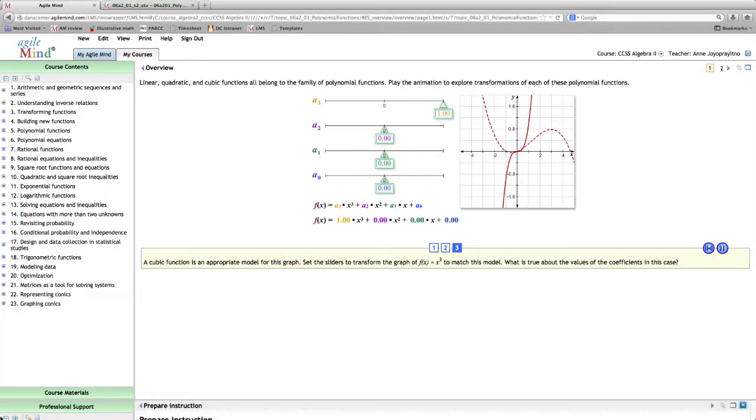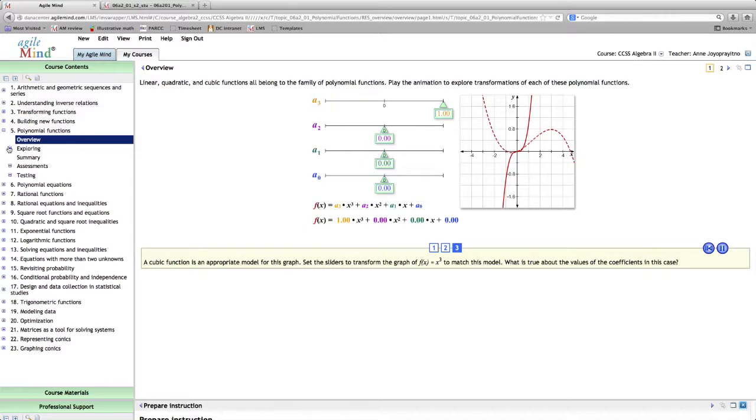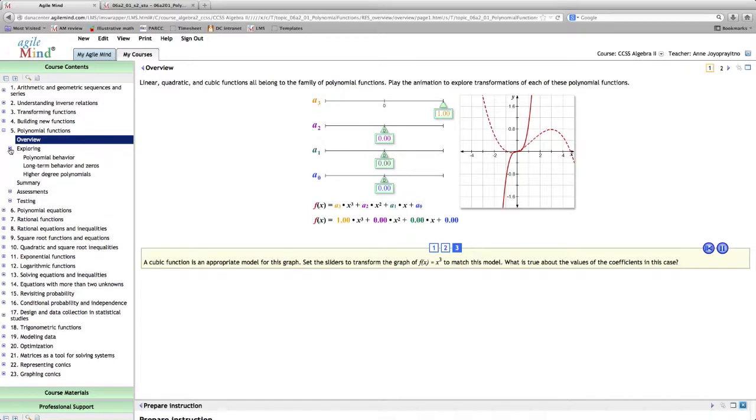Now let's take a look in more detail at a topic. Each topic begins with an overview which launches the concepts to be studied in the topic, often in a contextual setting, and engages students in the concept. Following the overview are explorings. These provide opportunities for in-depth learning of new ideas. The summary gives the key learning outcomes.